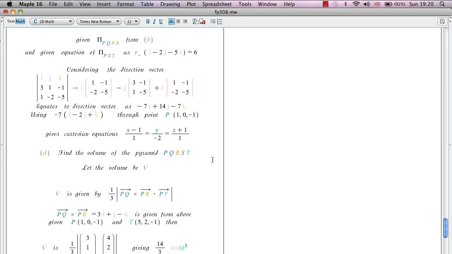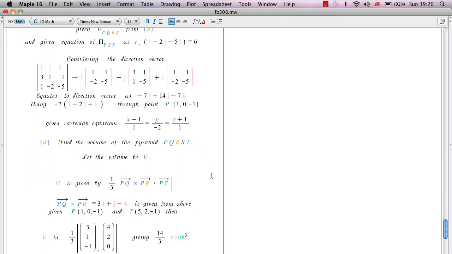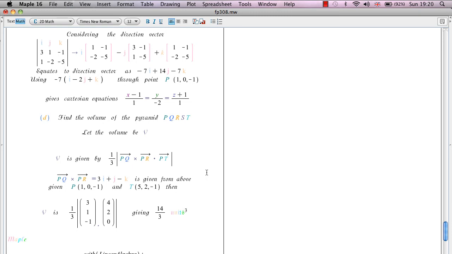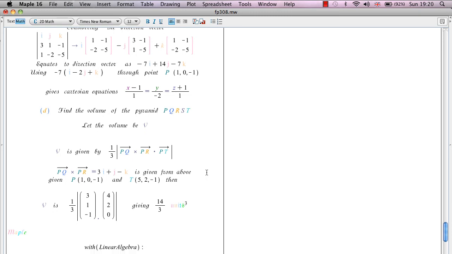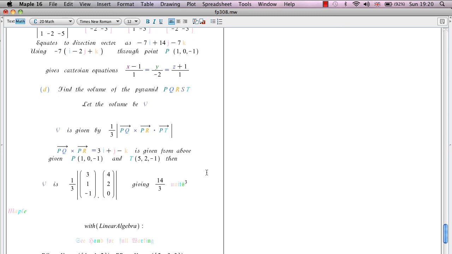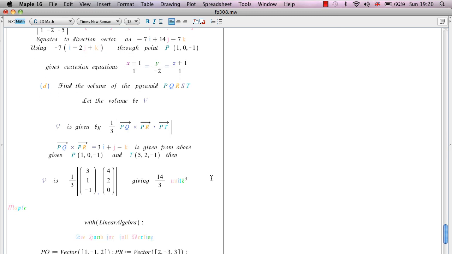So for the volume in D, using the standard result for the volume of 1/3 times the vector product of PQ and PR dotted with PT, using the result from A for the vector product, and given the coordinates of T, the direction vector PT will be (4, 2, 0), and applying the volume formula gives 14/3.